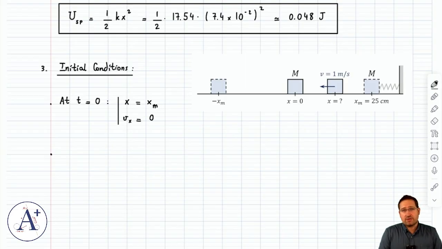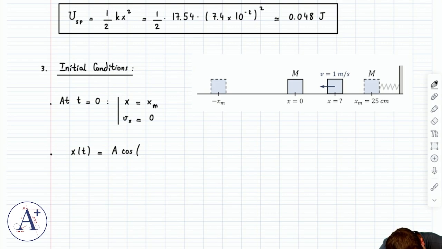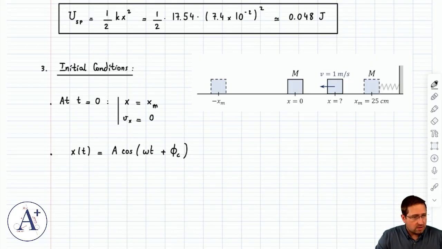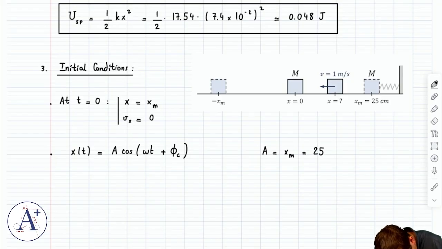I'm going to have to figure out Vx of t, which means beforehand I'm going to have to figure out x of t. Now, x of t is going to be of the form A cosine or sine, I'm going to pick cosine, omega t plus phi sub c. Okay. Now, what is A? A, by definition, is xm and is 25 centimeters. So I know the amplitude.